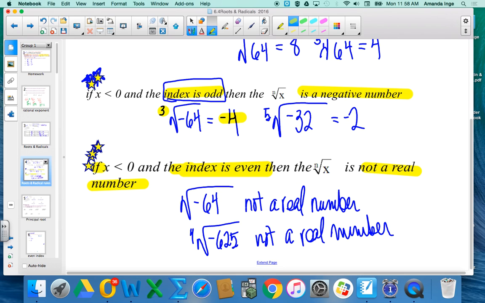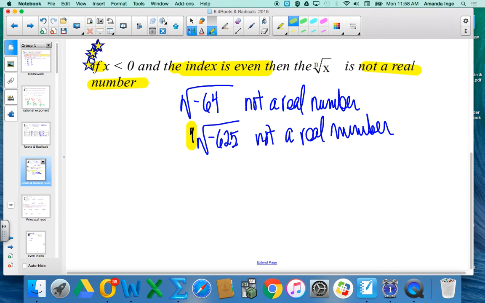So I have the square root of negative 64 is not a real number. The fourth root of negative 625 is not a real number. Now, once again, it's important to remember that the index has to be an even number. Obviously, if there is no index, it's understood to be square root. If there is an index and it is even, and the number underneath the radical sign is negative, then the answer is not a real number.